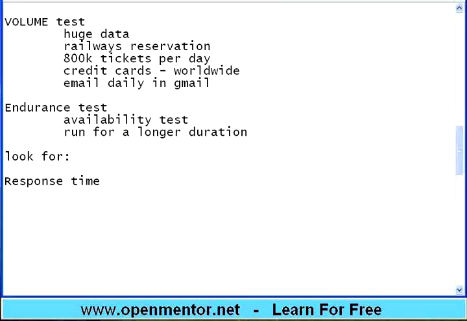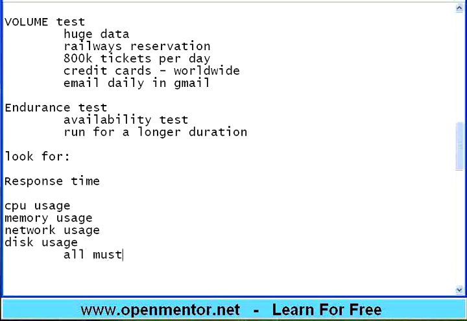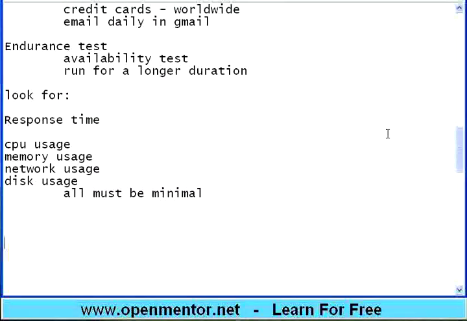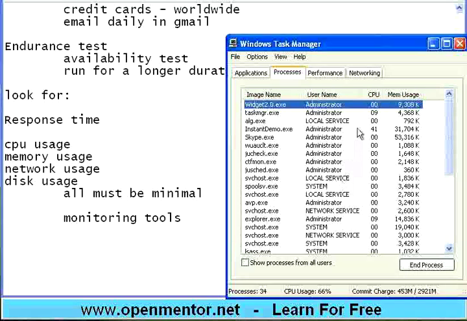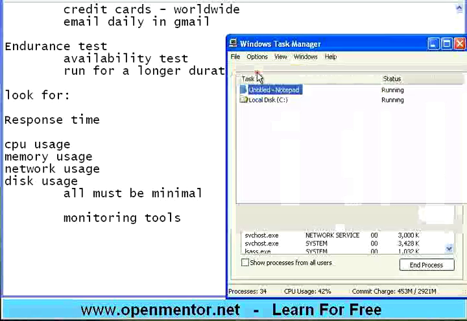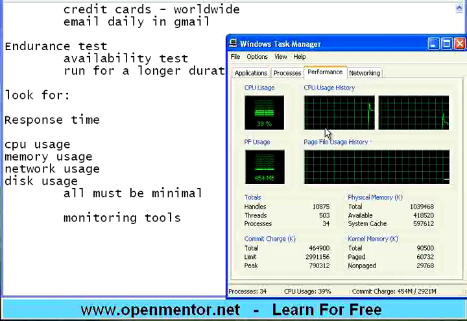Then from the system's perspective, CPU usage, memory usage, network usage, and disk usage must all be minimal. It should not grow exponentially. So there are things called monitoring tools. Using monitoring tools, you can really see how much CPU is being used. Now I'll show you the performance graph.